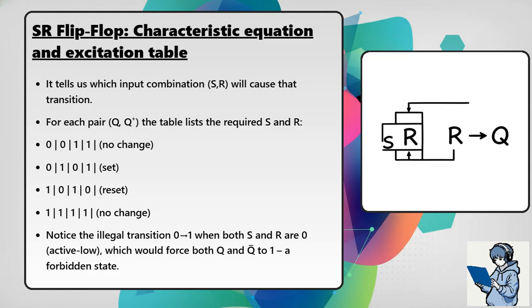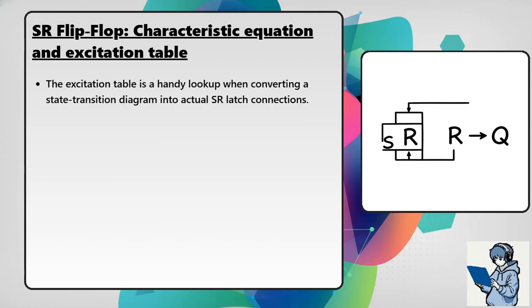Notice the illegal transition 0 to 1 when both S and R are 0, active low, which would force both Q and Q bar to 1, a forbidden state. The excitation table is a handy lookup when converting a state transition diagram into actual SR latch connections.